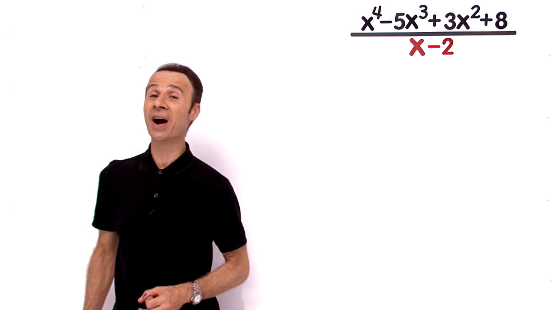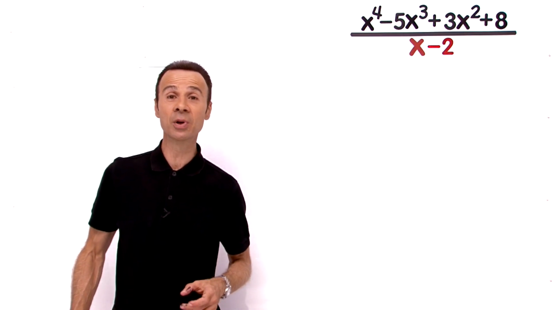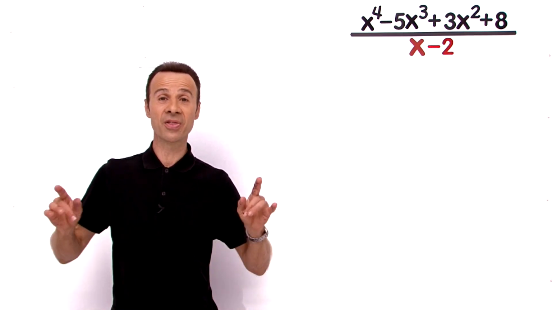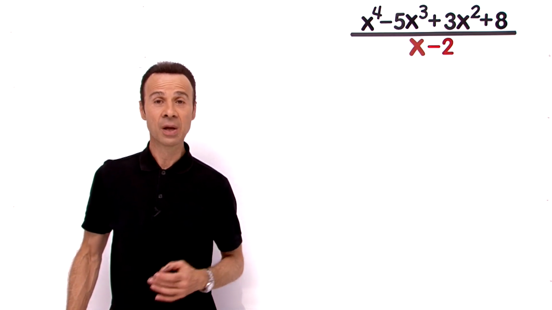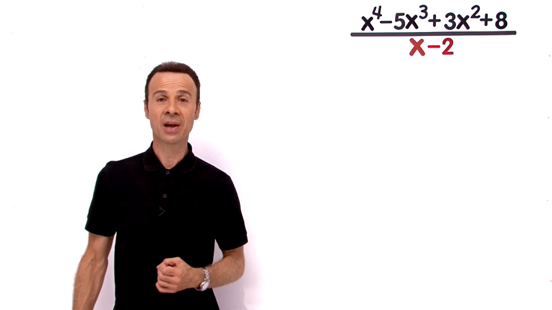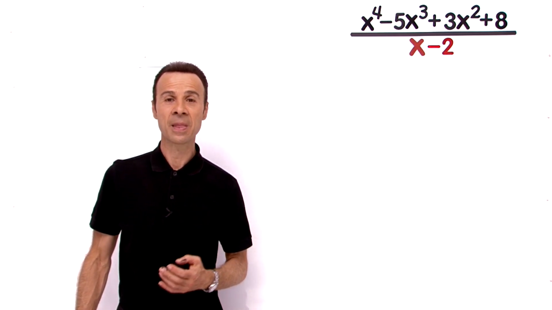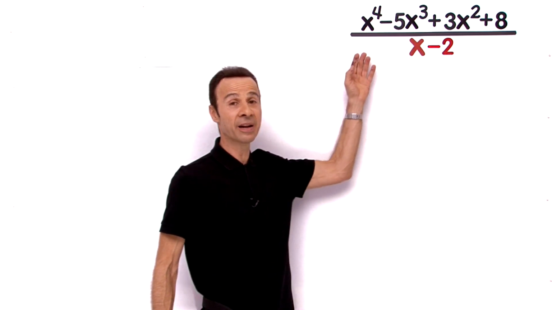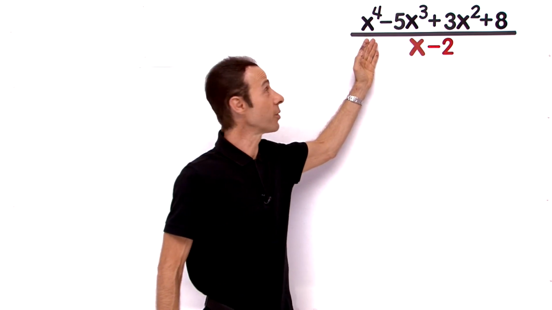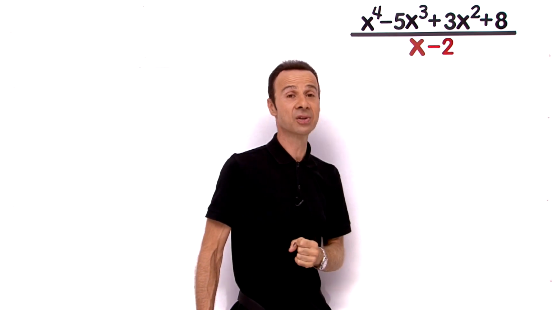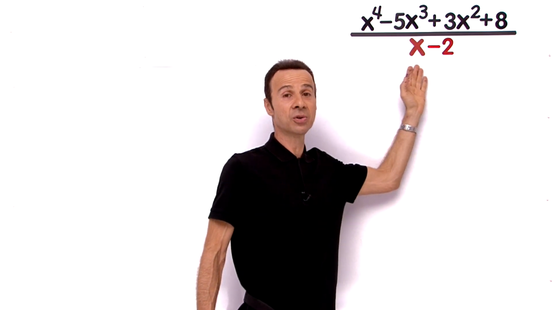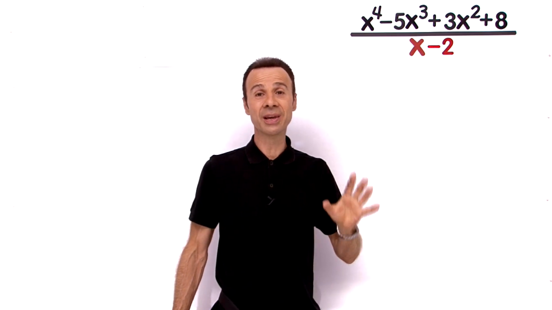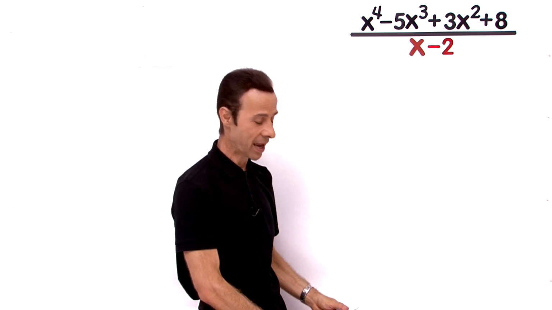Okay, if you'd like to find the remainder to a polynomial, very quick, very simple, then this example is for you. We're going to be using the remainder theorem to do a couple of exercises in how to find the remainder. Now, the first example is we have a polynomial on the top, x to the fourth minus 5x cubed plus 3x squared plus 8 divided by x minus 2. That's the divisor. We're going to use the remainder theorem. This is how it works.